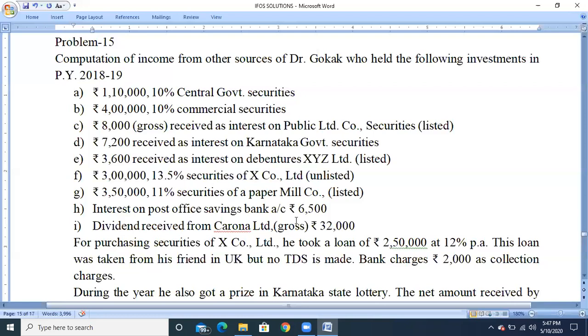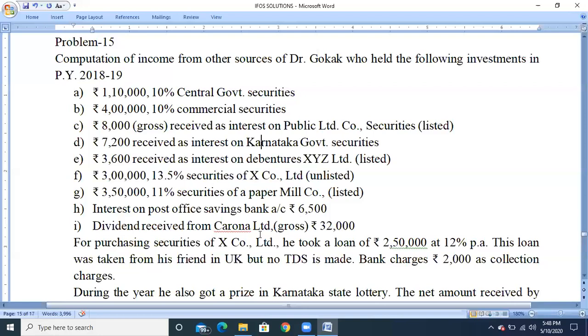Next, interest on post office savings bank account, rupees 6,500. We already know that interest on a post office savings bank account, if it's an individual account, up to 3,500 is exempted from tax, and if it's a joint account, up to 7,000 is exempted. Since it is an individual account, 3,500 will be exempted, and the balance amount of 3,000 will be taxable under the head income from other sources.